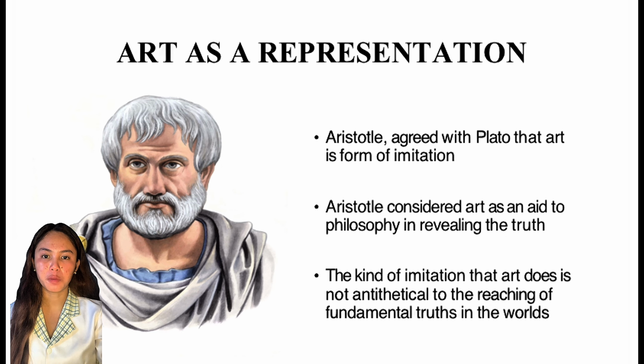Next is art as representation. Aristotle agreed with Plato that art is a form of imitation. However, according to Aristotle, he considers art as an aid to philosophy in revealing the truth. The kind of imitation that art does is not antithetical to the reaching of fundamental truth in the world. When we say antithetical, it means directly opposite. So it is not antithetical to.